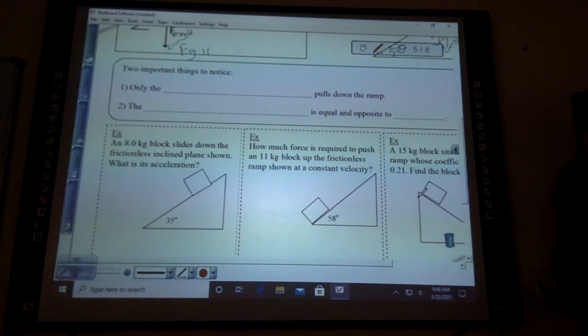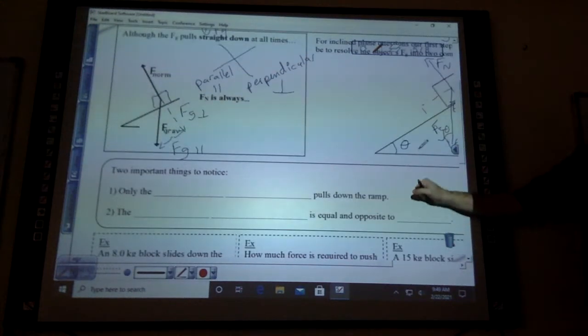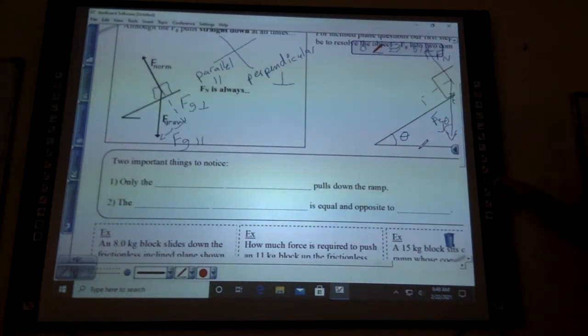So a few things to notice with this. Which portion of the force of gravity is causing the object to go down the slope? Is it the perpendicular or is it the parallel? Mustafa?